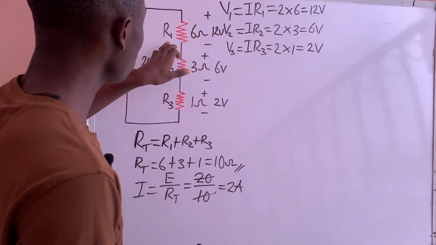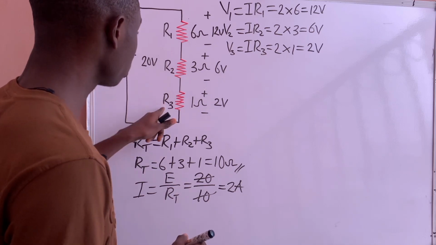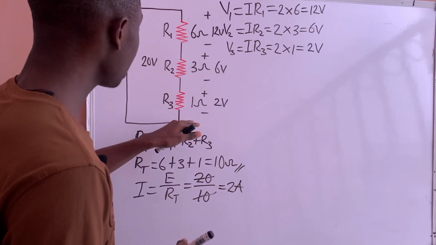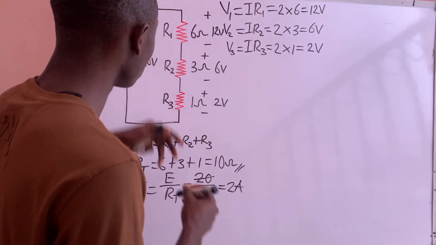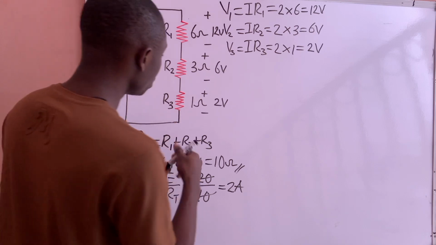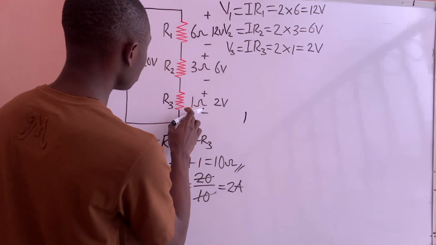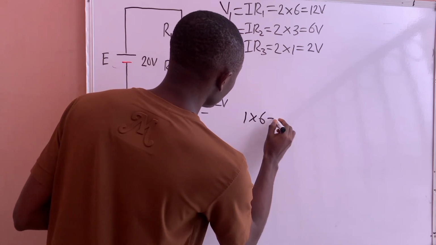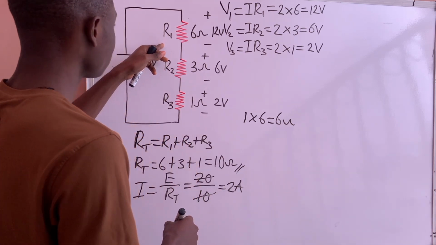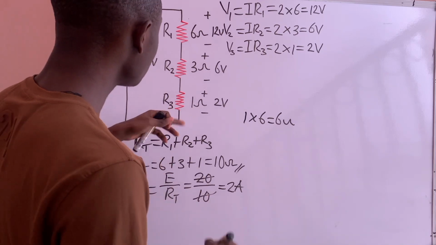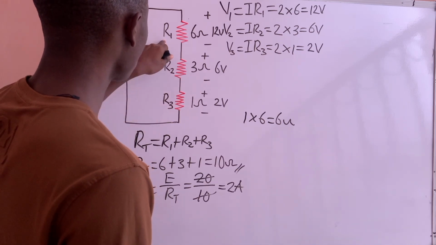So therefore, resistor R1, which is the largest resistor in the circuit, has a resistance level 6 times the resistance level of resistor R3. If I multiply resistor R3 by 6, it will give us the resistance level of resistor R1. The resistance level of resistor R3 is 1 ohm, so if I multiply 6 by 1, it will give us 6 ohms, which is the resistance level of resistor R1.